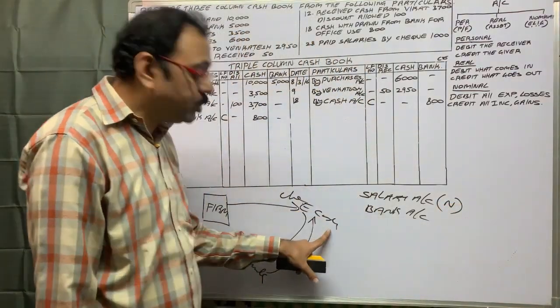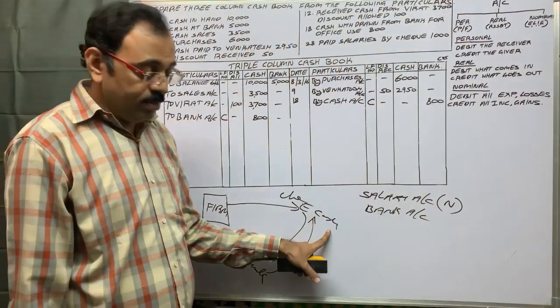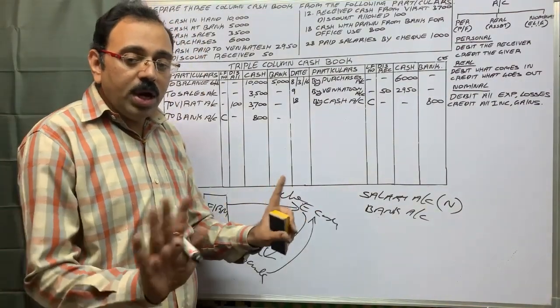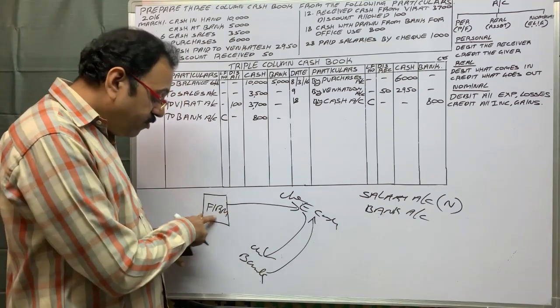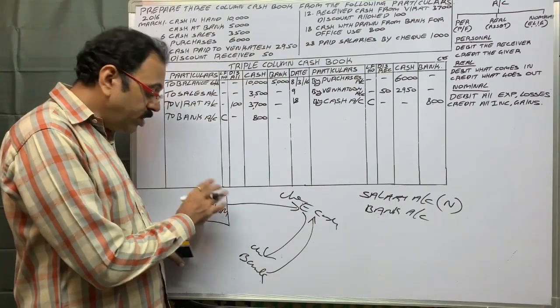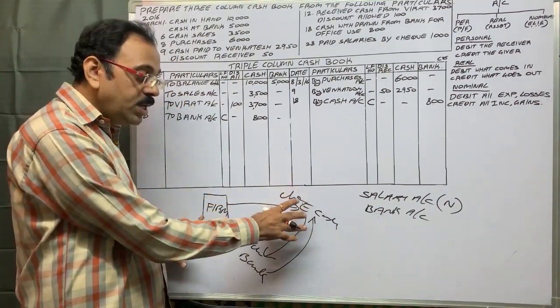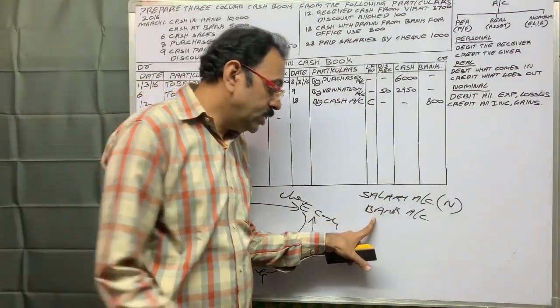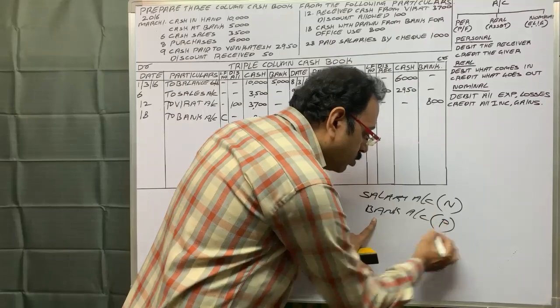Don't think from the employee's point of view. To the employee, salary is an income. No, you are not an accountant of the employee. So think from the firm's point of view. To the firm, salary is an expenditure. Therefore, nominal account. Bank is a personal account.